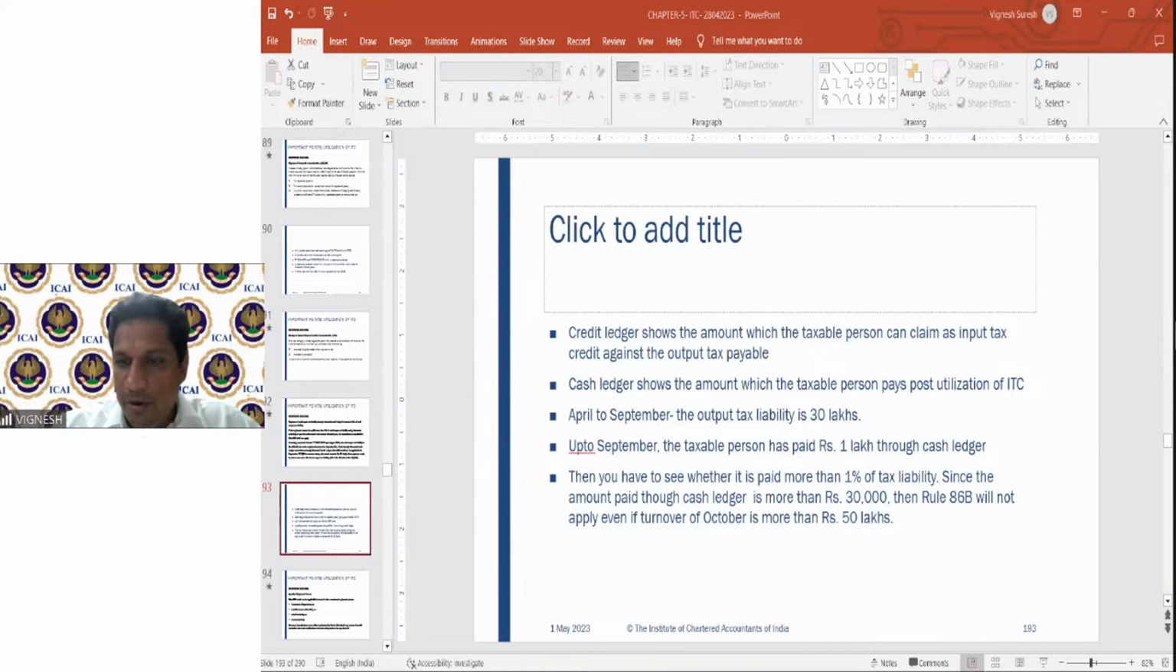Sir, in the example of paying 1 lakh through cash ledger, you said that if the turnover exceeds 50 lakhs, it will not be applicable. What if the turnover limit of 50 lakhs is exceeded in the month of December or January? Still, as an example, I told you.